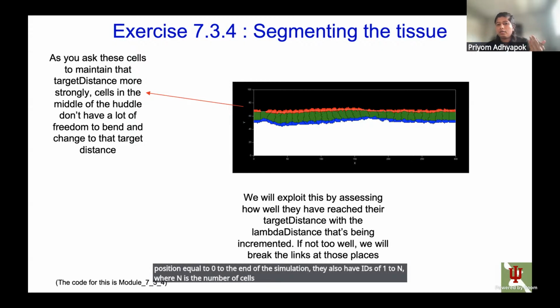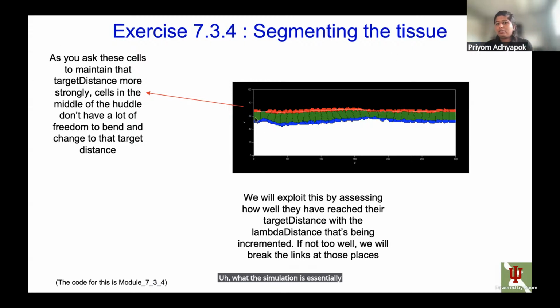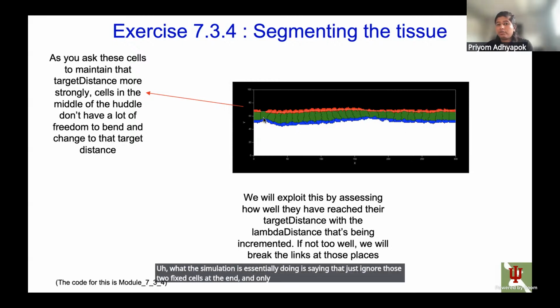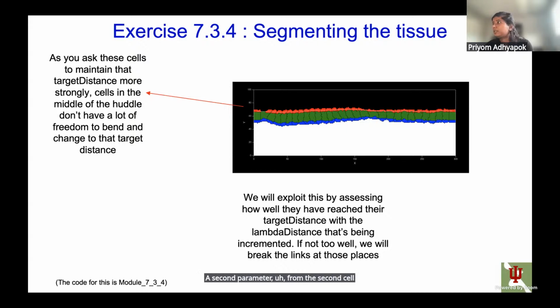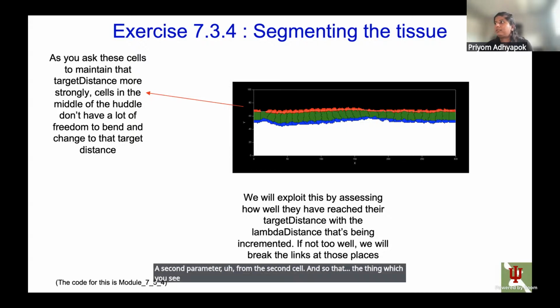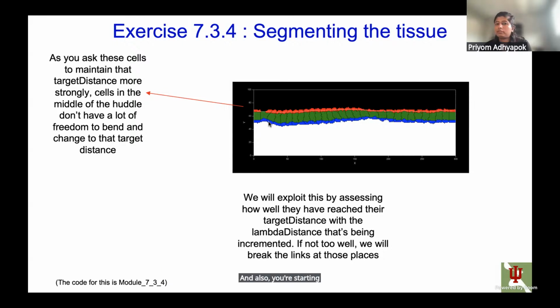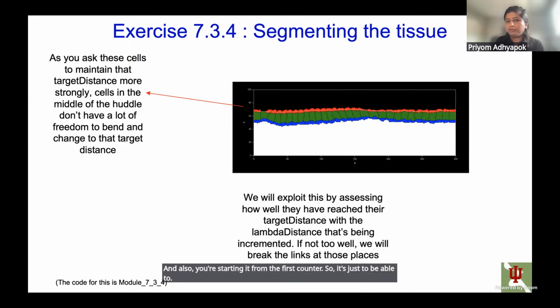So what the simulation is essentially doing is saying to just ignore those two fixed cells at the end and only start incorporating the focal point plasticity from the second cell. And so the thing which you see, len self IDs -2, is saying to stop before it reaches the second last cell, because that last cell is fixed and you're not going to be able to move them. And also you're starting it from the first counter. So it's just to be able to meet these fixed boundary conditions.